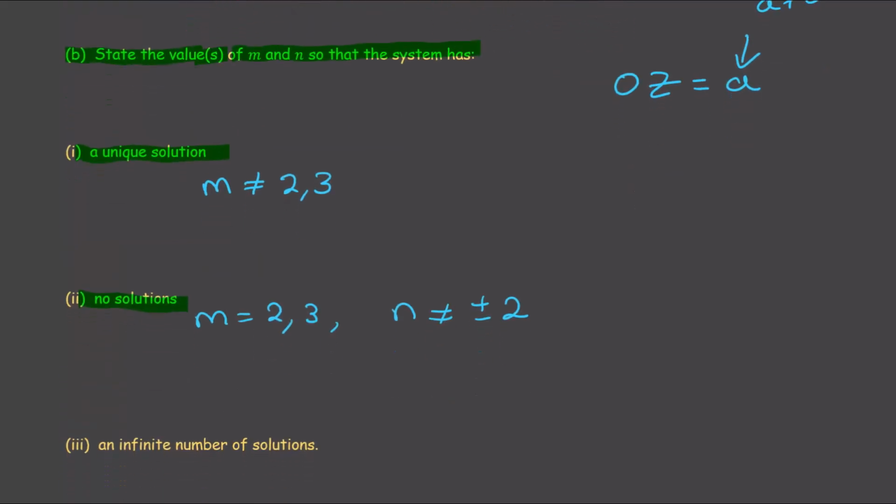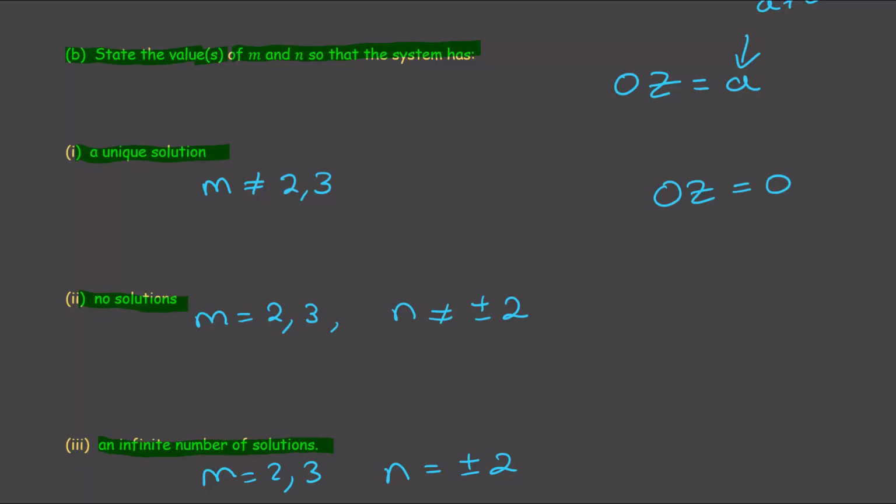And then finally, we want an infinite number of solutions. Well, that's a situation where we want 0z to be equal to 0. So that would be that m is 2 or 3, making the left-hand side 0, and n is equal to plus or minus 2.